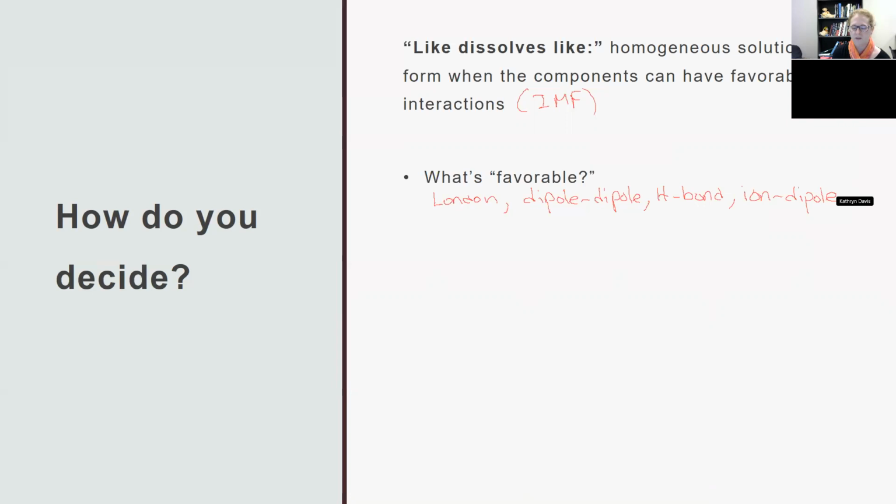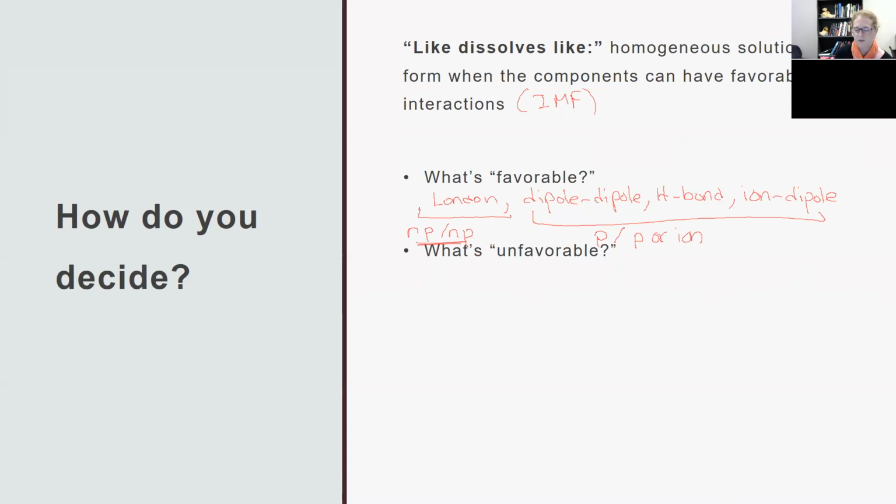And what do you know about London? London is a nonpolar molecule with another nonpolar molecule. And what do you know about the rest of these? This is something polar with another polar molecule or an ion. Things that aren't charged, things that are nonpolar, like to stay together. Things that have charges, either full charges by being an ion or partial charges by being a polar molecule, like to stay together. Like dissolves like.